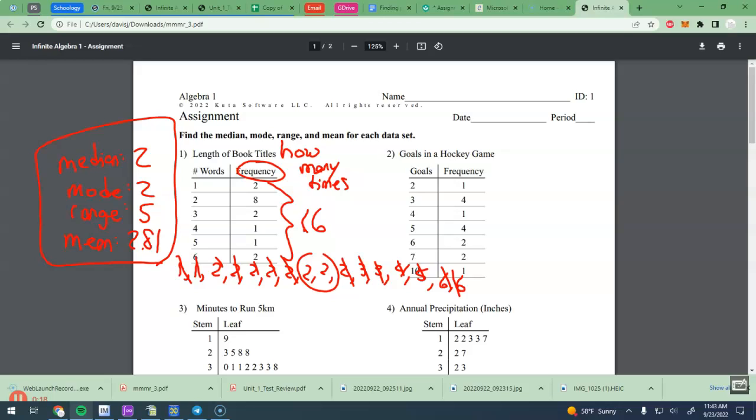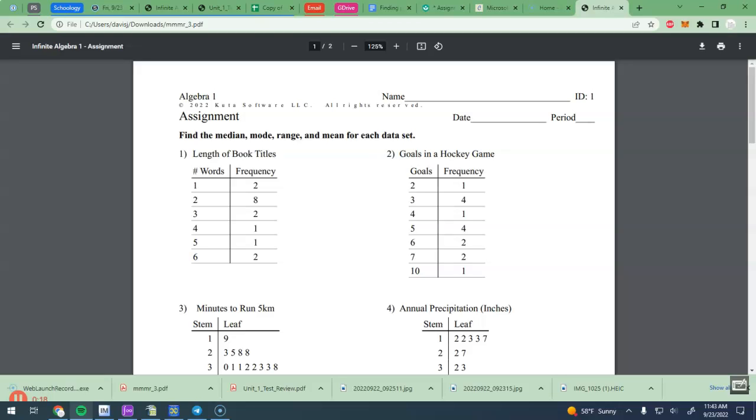Alright, number 2. Quiet, please. Nobody should be talking when I'm up here, please. Same idea. There were 2 goals in the game once, so you just write a 2. There were 3 goals 4 times. Let me ask you this before I even write the whole list out. What's the mode? 3 and 5, right? There's 2 of them, because those both happen the most often.